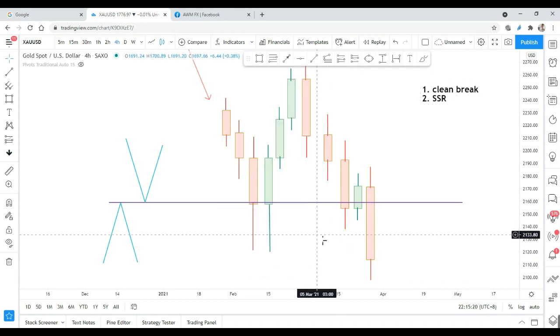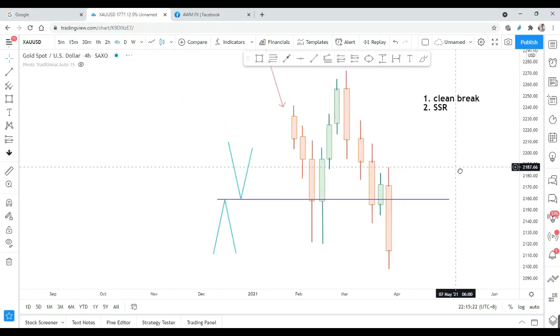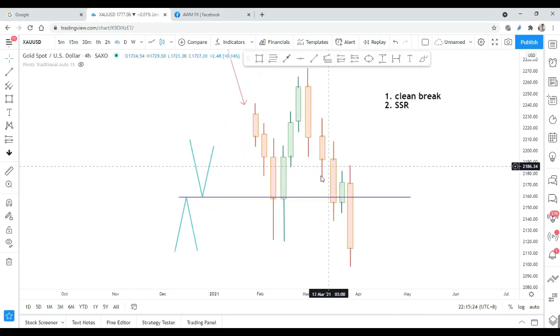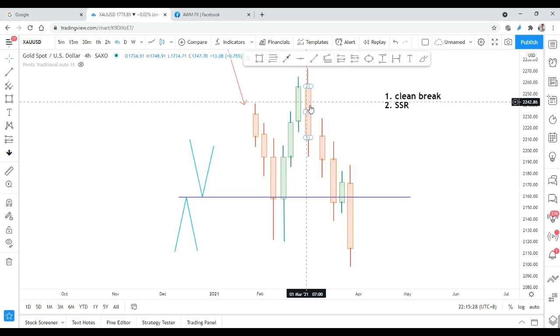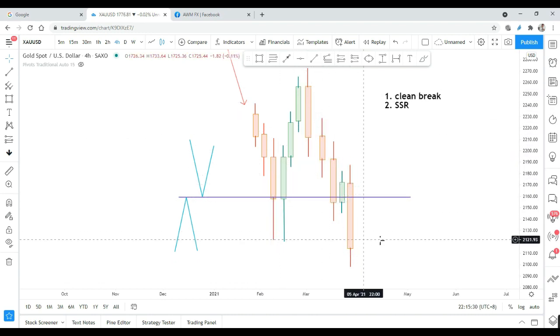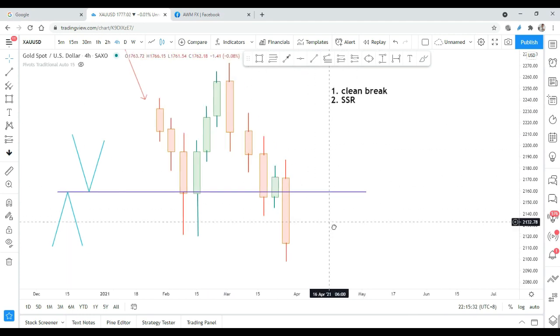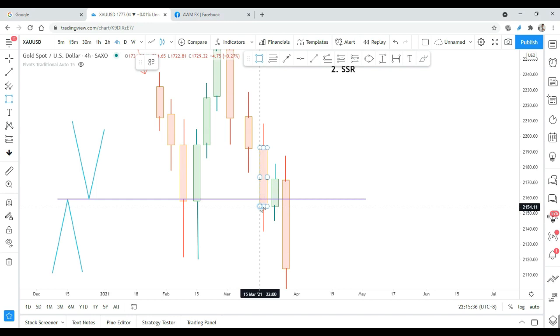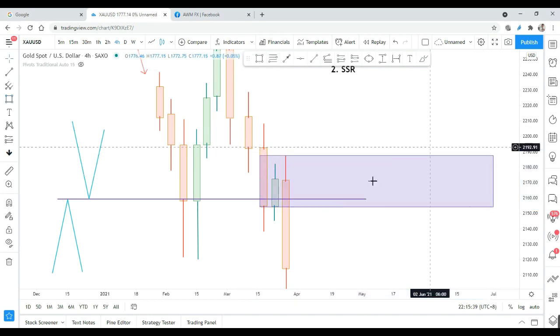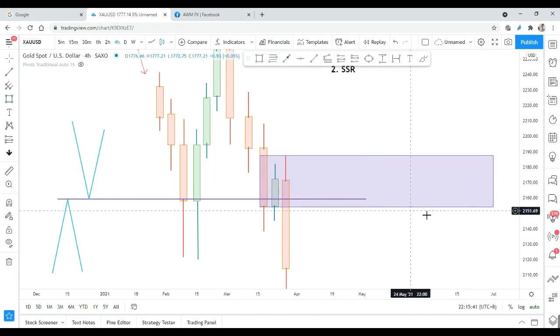So the third thing is to make sure to look at the break area. When the price breaks this area, it will happen to have a drop base drop. So your entry point is over here. This area will be your entry point.